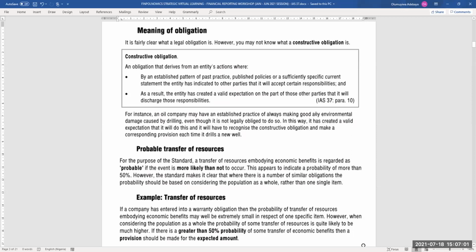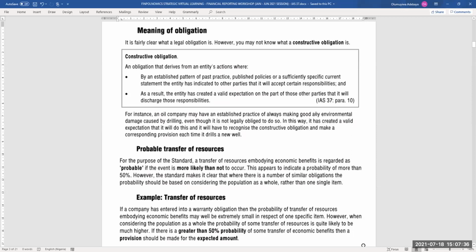For instance, an oil company may have an established practice of always making good any environmental damage caused by drilling, even though it is not legally obliged to do so. In this way, it has created a valid expectation that it will do this, and it will have to recognize the constructive obligation and make a corresponding provision each time it drills a new well.